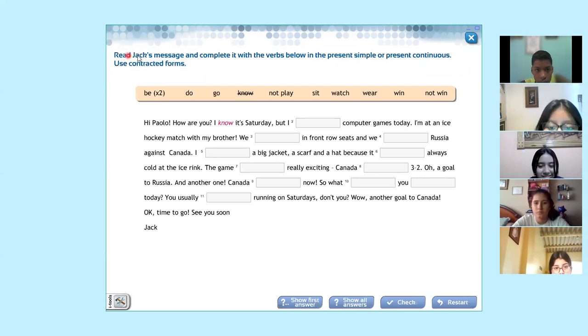Read Jack's message and complete it with the verbs below in the present simple or present continuous. Use contracted forms. Okay, Jack's messages: present simple or present continuous. In the box, you have the verbs that you are going to use.